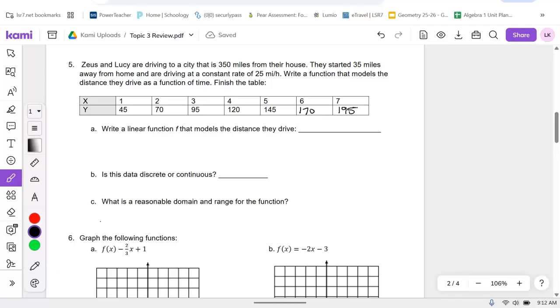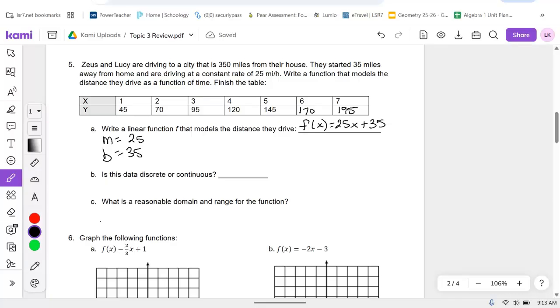You don't even have to look at the table to write a linear function for modeling the distance they drive. So for example, I need to know my slope and my b. So my slope is the constant rate, which would be 25. And my b, or my y-intercept, is how far they started away from home, which is 35. So my linear function, f of x equals 25x plus 35.